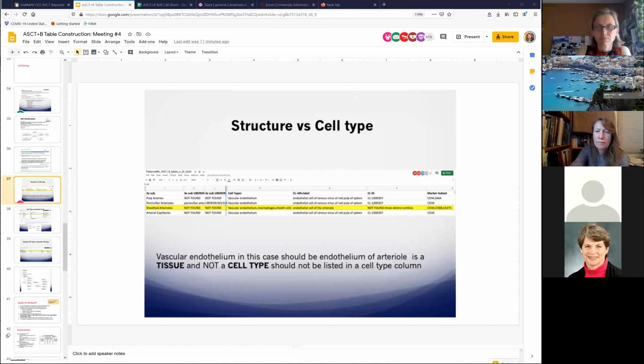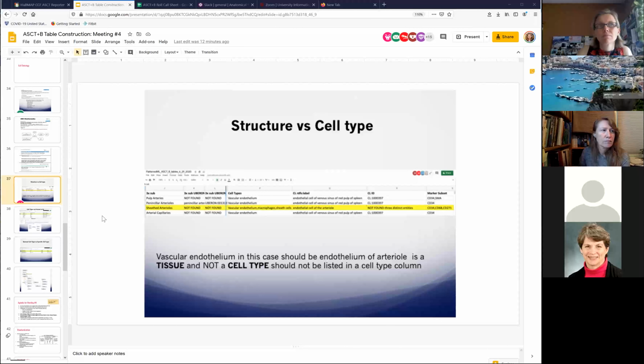And so we should have, I think, another column, either to have this under the structure, or what I think could be more correct, have another column where we can list the tissue, and then we have the cell types that are part of that tissue.